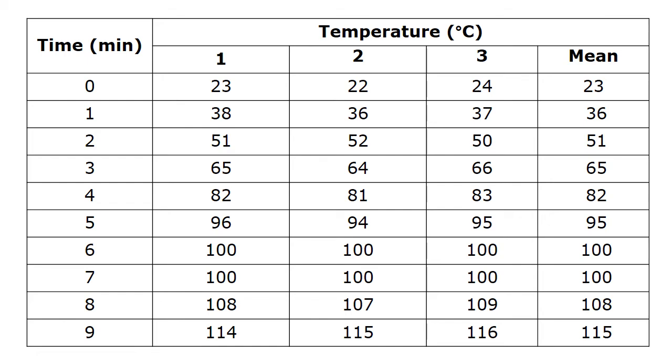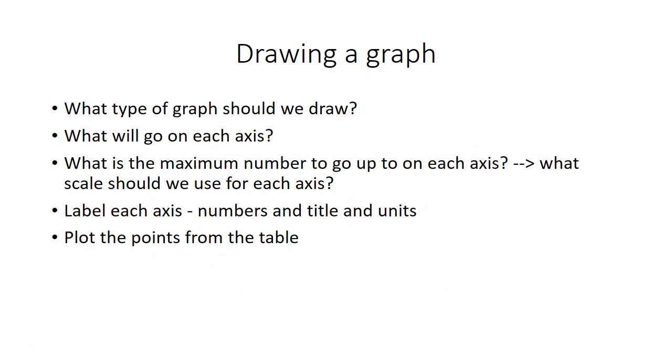showing what happens to the temperature as the time goes on. So some things that you need to be considering: what type of graph should we be drawing, what's going to go on each axis, what's the maximum number to go on each axis, what's the scale, we need to label each axis, and we need to plot the points from the table. So just consider that for a moment and then I'll run through it.